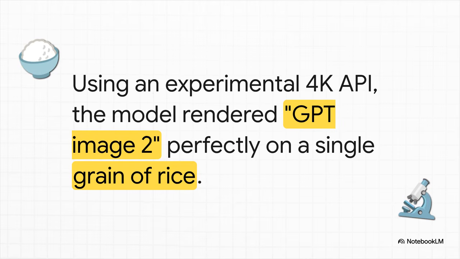In an experimental 4K generation, the team made a picture of a pile of rice. And if you zoom all the way in on one single grain, you can clearly read the words GPT image 2. I mean, the level of micro detail and control here is mind-blowing. It was completely unthinkable just a little while ago.